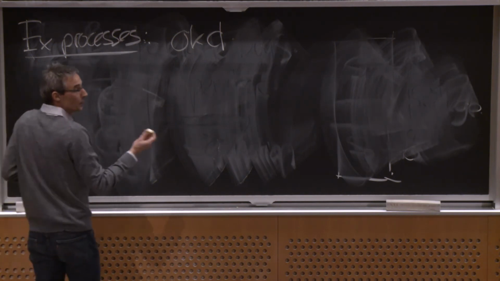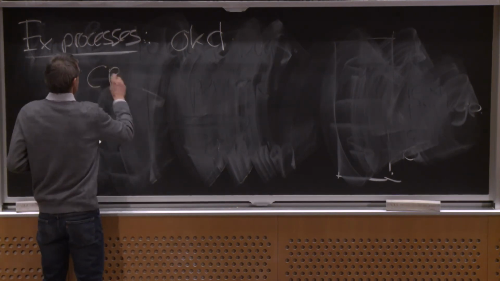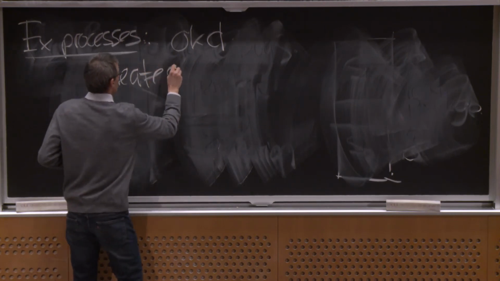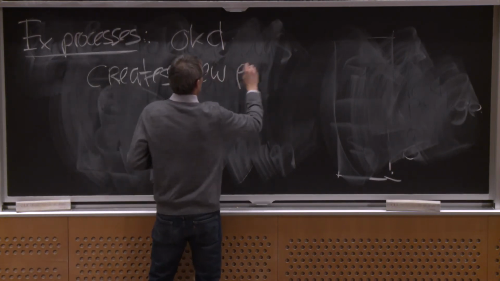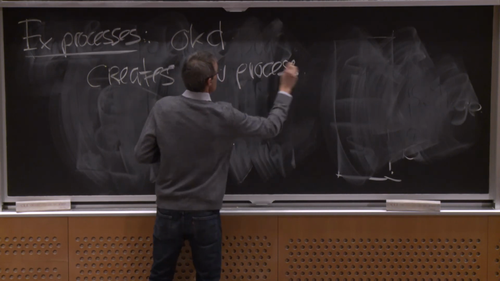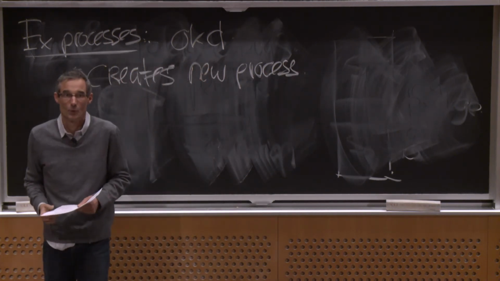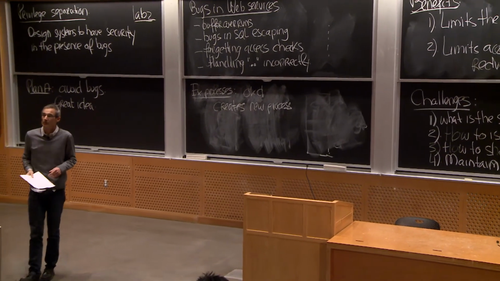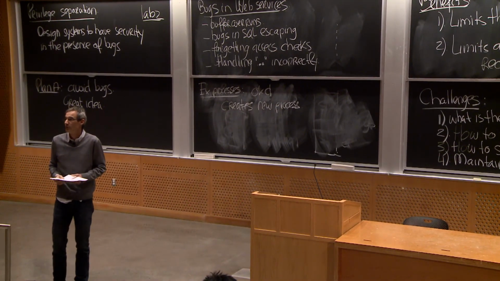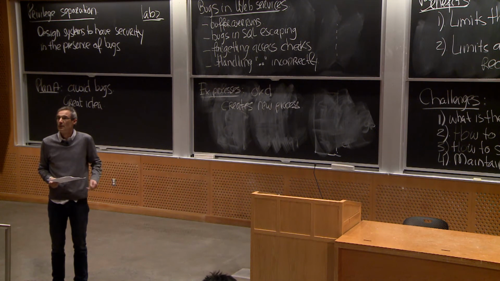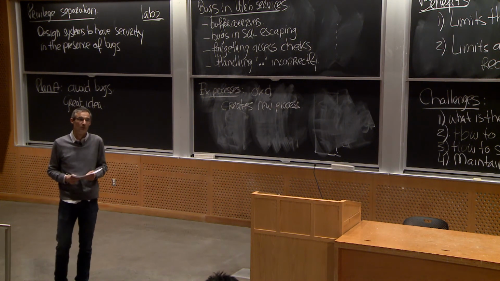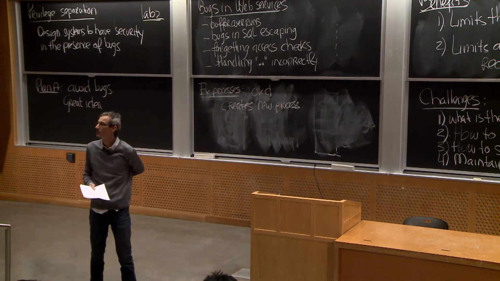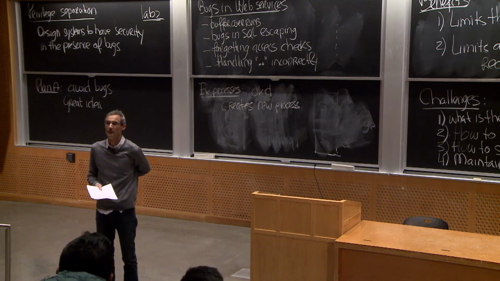Well, OKLD creates a new process, right? What else does it do? Or what does OKWS exploit? So OKLD runs with, what is actually the user ID for root or super user? Does anybody know?